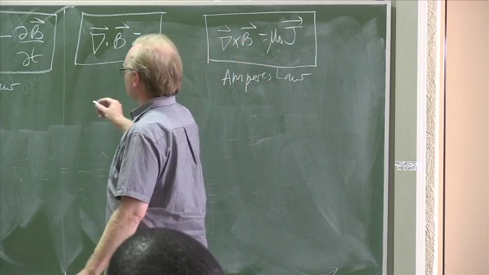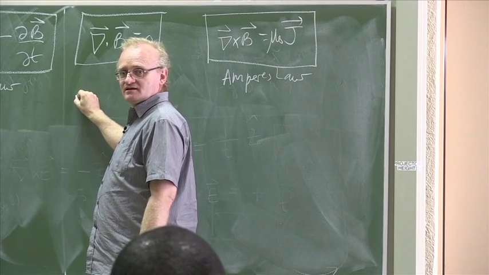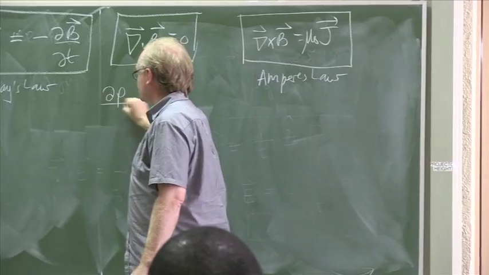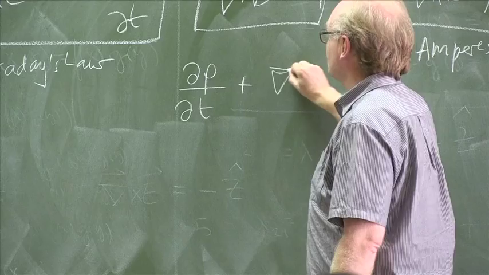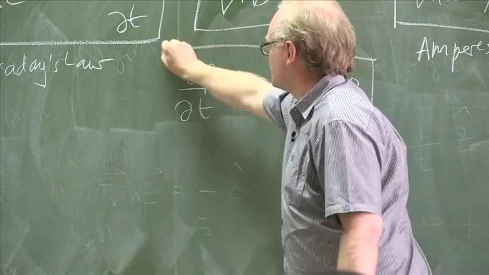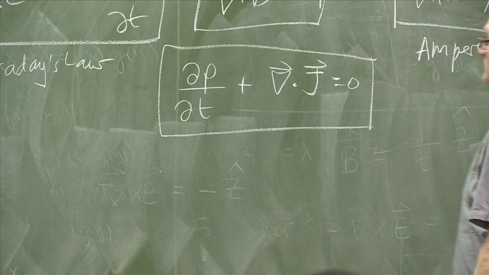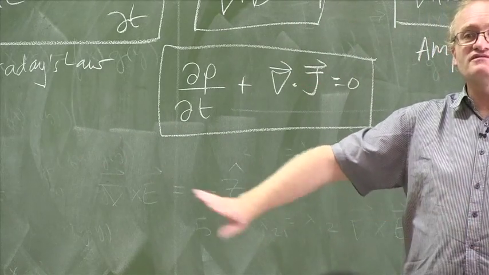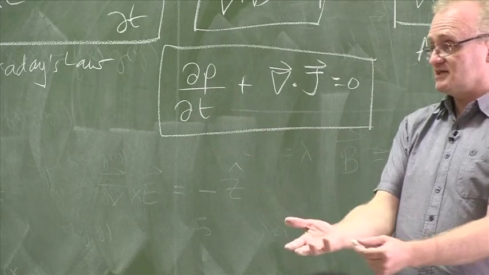Can someone tell me what is charge conservation? d rho dt plus divergence of J. Good. It's equal to zero. Absolutely. So this is the conservation of charge. If we thought that we had a complete theory for electricity and magnetism, these four equations should describe all of electricity and magnetism. Okay? And they should work together. We should be able to apply them together.